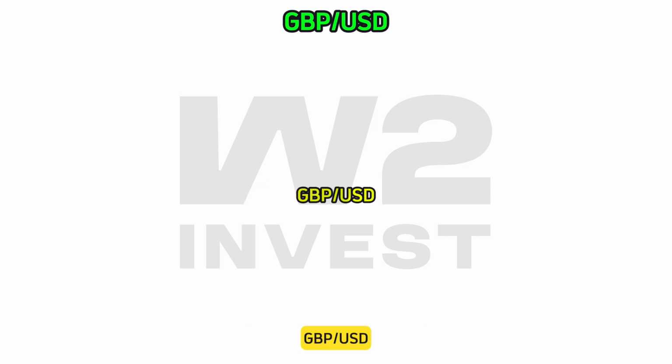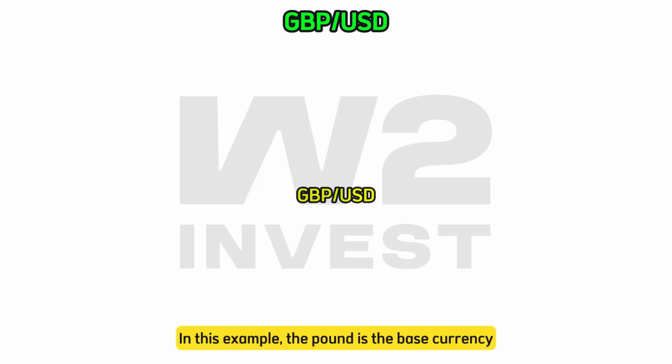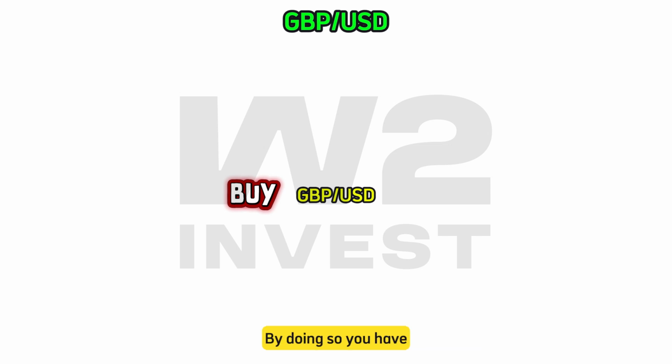Pound sterling to US dollar. In this example, the pound is the base currency and thus the basis for the buy or sell. If you think the British economy will continue to do better than the US in terms of economic growth, you would execute a buy pound sterling to US dollar order. By doing so, you have bought pounds with the expectation that it will rise versus the US dollar.